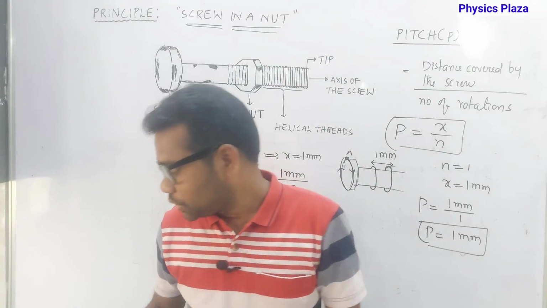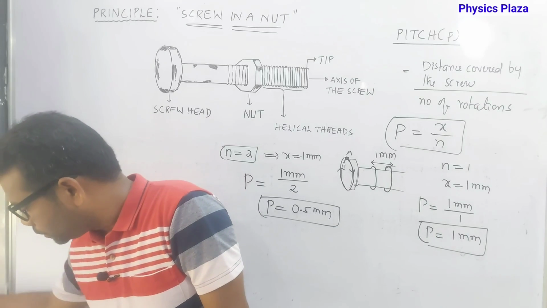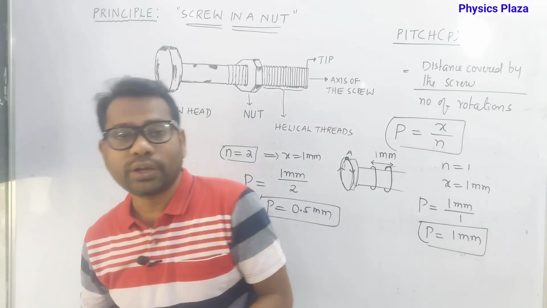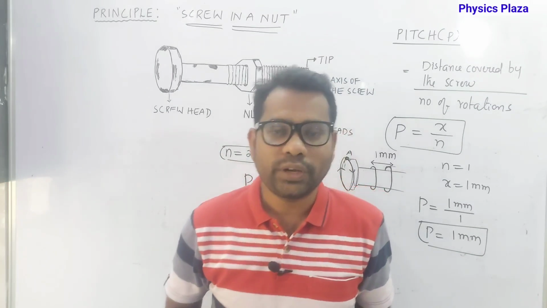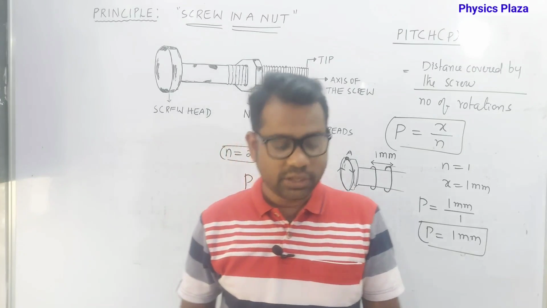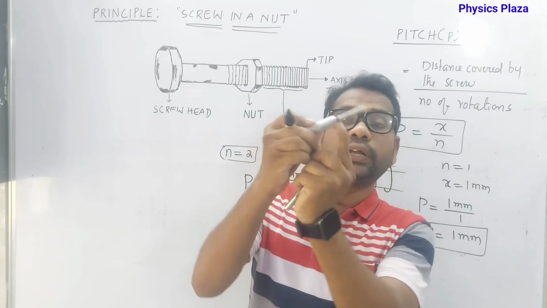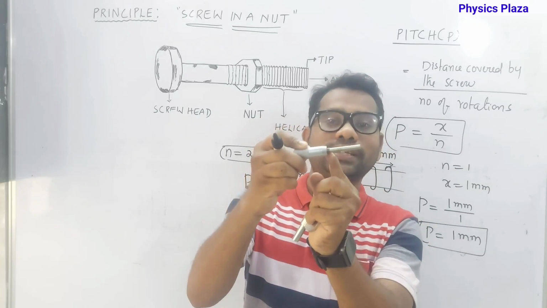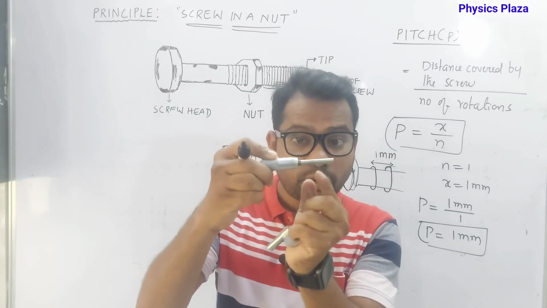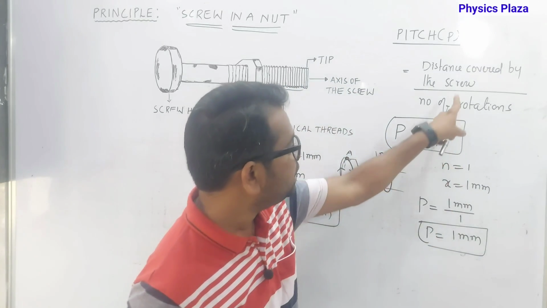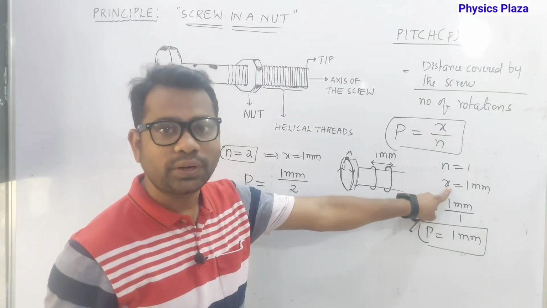Again, you may get one doubt, sir. You said that we are going to discuss the screw gauge, but we are talking about just a screw in a nut. That's what I am telling you, children. Look here. This is a screw. The distance between two fine or successive threads will be 1 millimeter only.